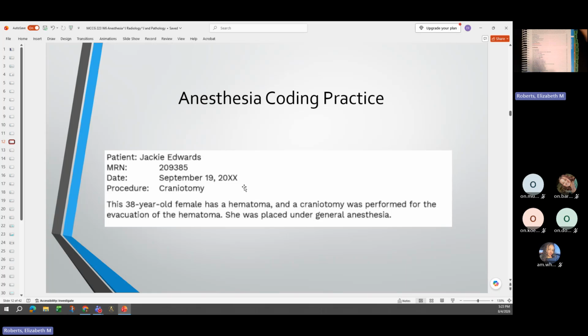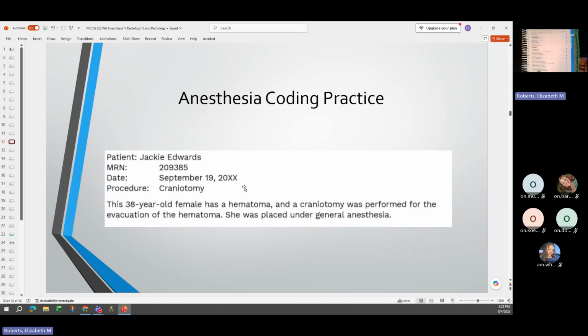I just skipped a bunch of these. I have a bunch of anesthesia practice in here, so you can look at those as I post the slide deck. So our patient is Jackie Edwards. Date, September 19th. Procedure is a craniotomy. This 38-year-old female has a hematoma, and a craniotomy was performed for the evacuation of the hematoma. She was placed under general anesthesia.